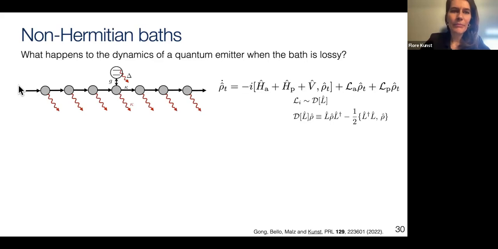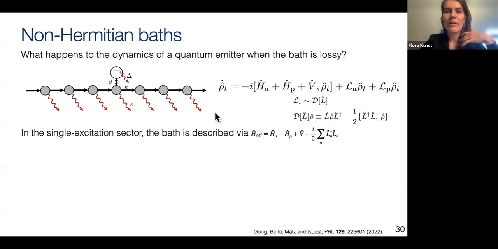And here you see an example of a photonic chain, which has a unidirectional coupling. This is the unidirectional Hatano-Nelson model we had before, which is lossy. And I couple a quantum emitter. We assume, as this is a theory work, that this is captured by the Lindblad master equation. So this is the Hamiltonian of the quantum emitter, this is the Hamiltonian of the chain, and this is the interaction between the two.